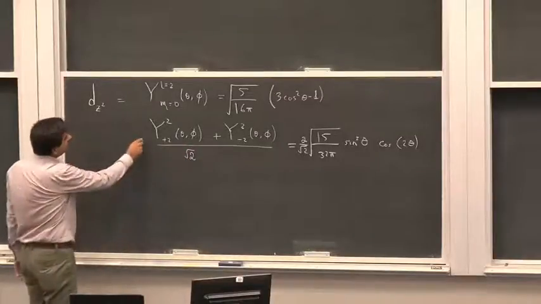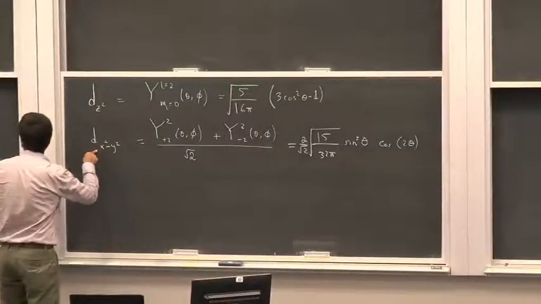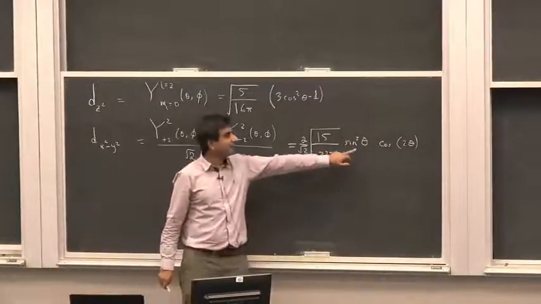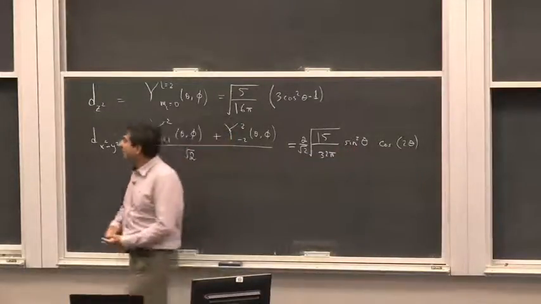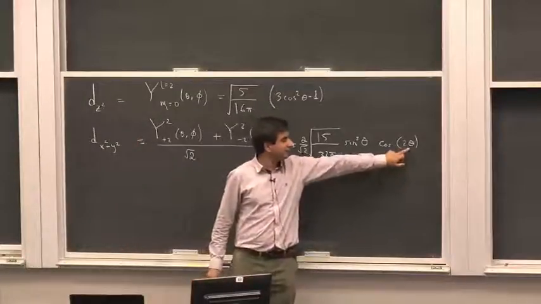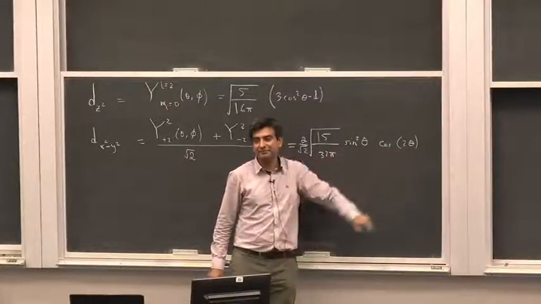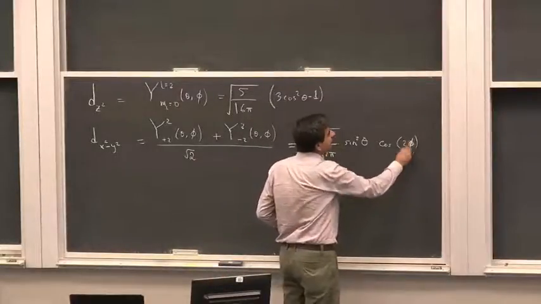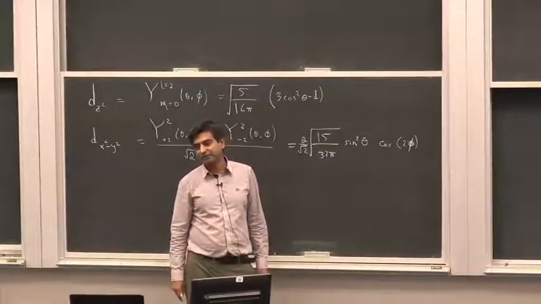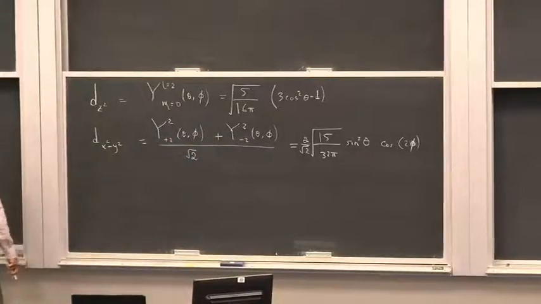Okay? So this is what is called dx squared minus y squared. And this is plotted over here. Notice that this is maximum when theta equals 90 degrees. That's why it's in the equatorial plane. And this is maximum when phi equals 0 or 90 degrees. You're taking the square of this because you're plotting probability densities. Okay? So now we have found these two particular orbitals. Likewise, we can find those orbitals over there.